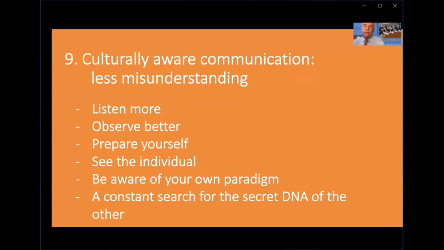I feel a constant search for the secret DNA of the other. What makes the other tick? What is the most important thing, of course, is intercultural awareness. And that's why I'm so interested in the subject: to prevent misunderstanding. That if someone tells me something, then I get a subtext and I know what he or she meant. Was it yes? Was it no? Was it maybe? And that can really be a different subject in many different cultures.